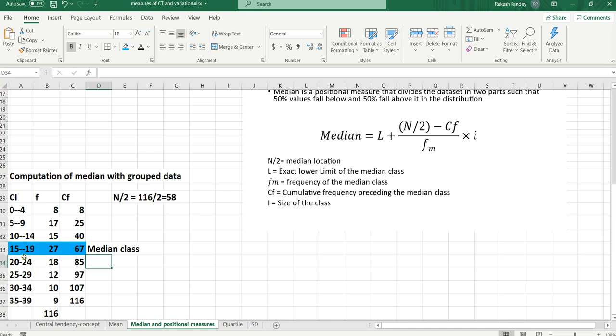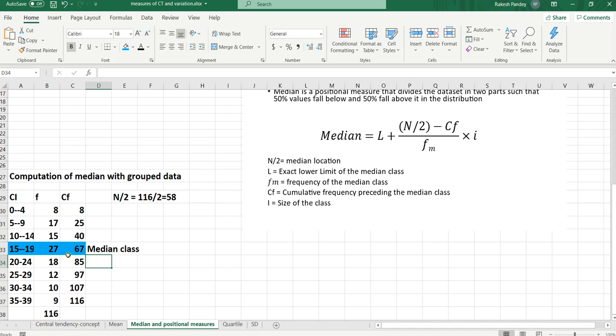It means that the median is located in this class interval. Why and how have we done this? Because we have computed the location of the median in total 116 data. The median is likely to be located at the 58th position, and the 58th position data is lying in the interval 15 to 19. Now all these values will make sense when we have located the median class.